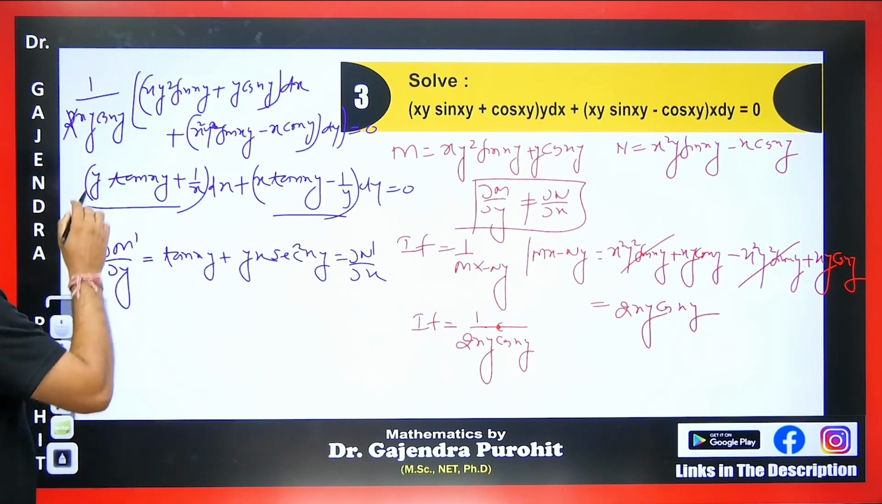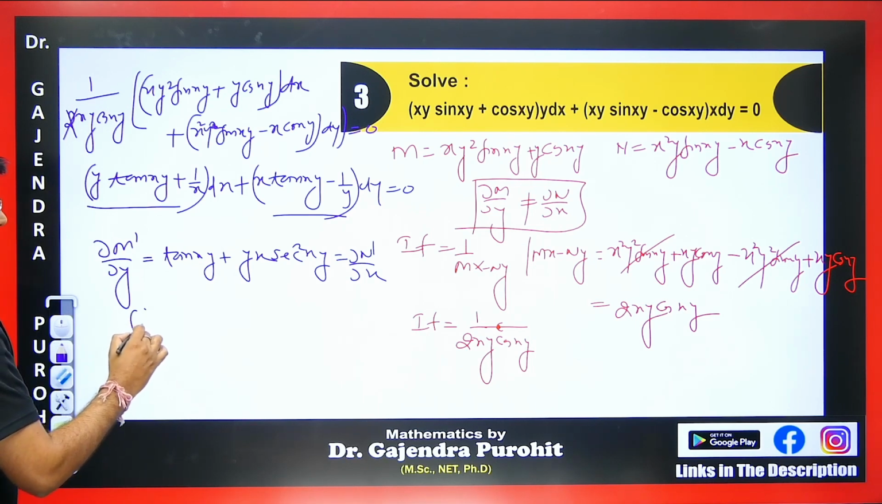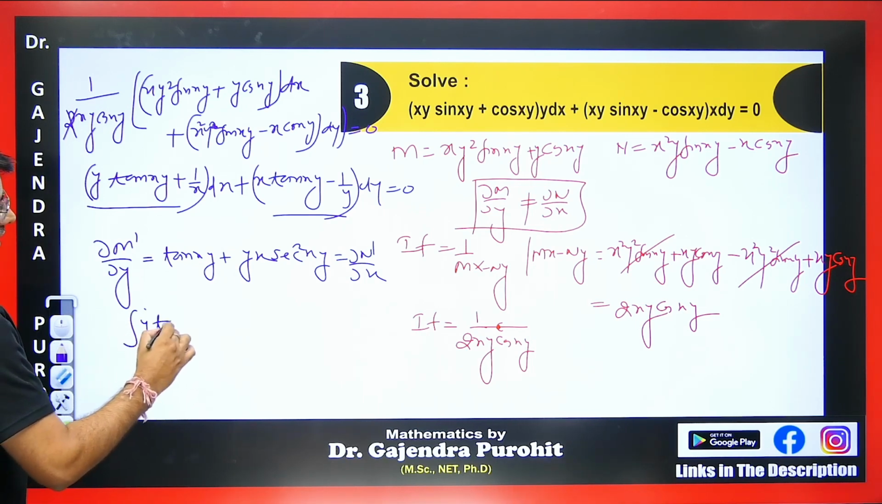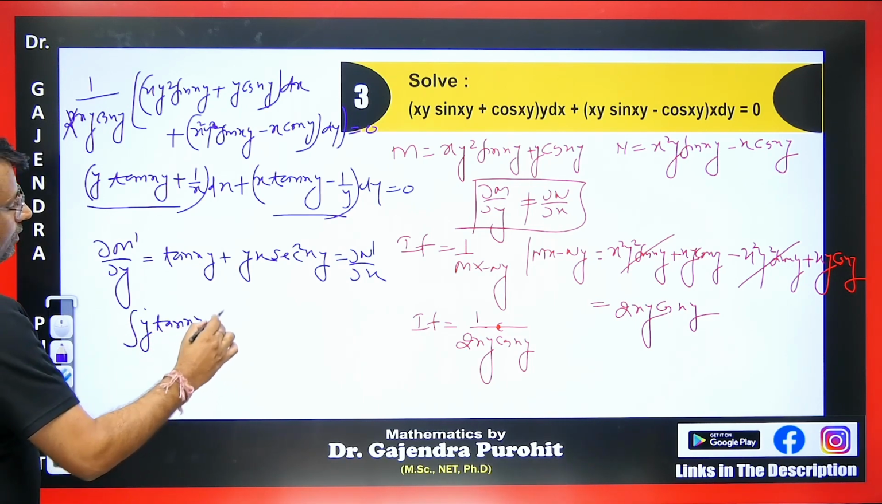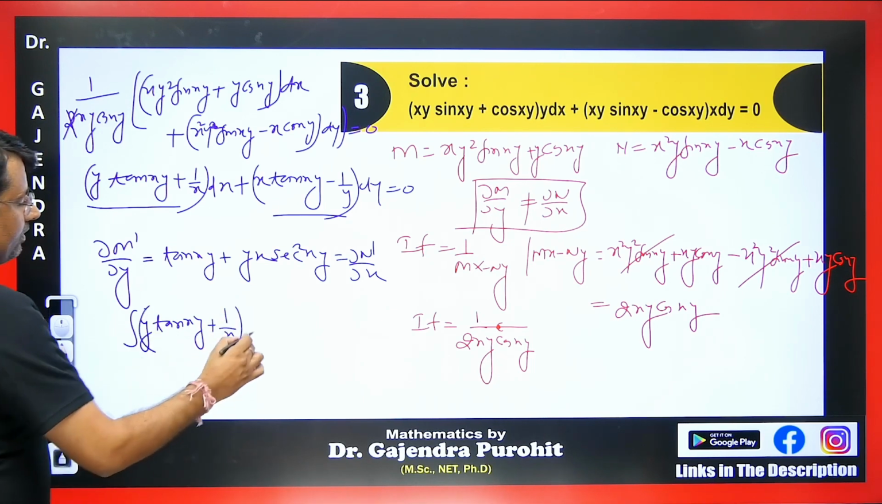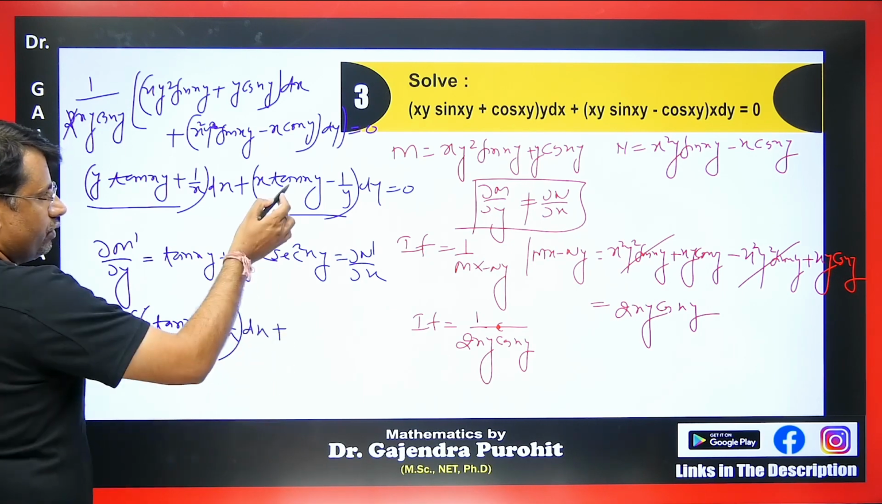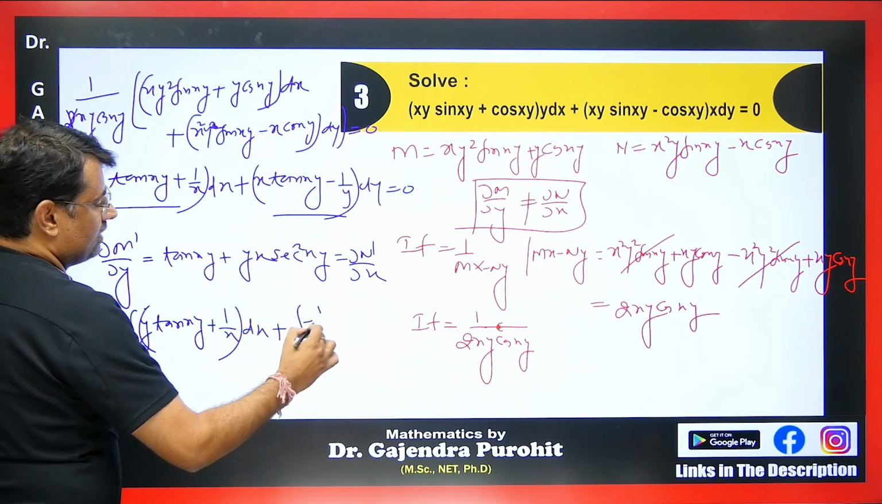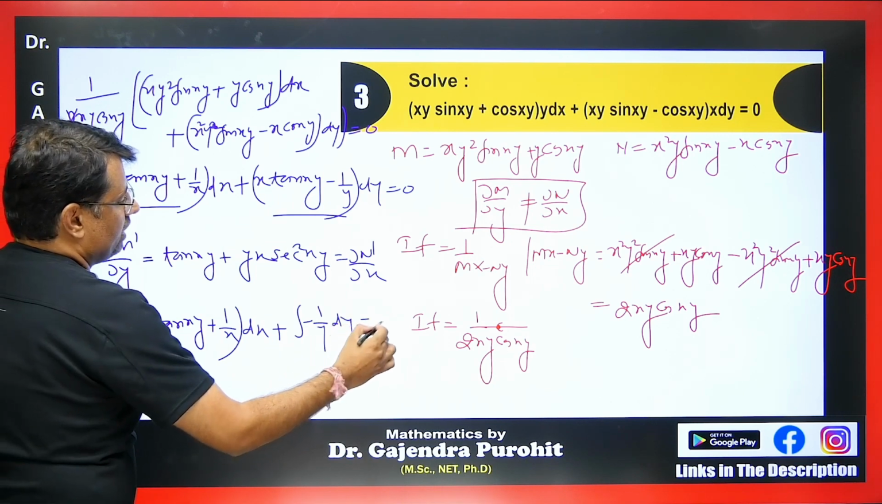Now this is exact, so we will directly integrate it. It will be y tan xy plus 1 upon x. Integration of such a term where it is not x will be done, but it is x here, so it will be minus 1 upon y into dy is equal to c.